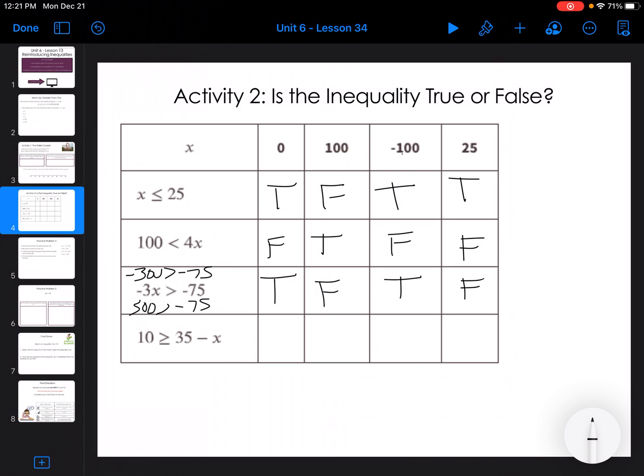All right, last one. 35 minus 0, is that less than or equal to 10? No. 35 minus 100, well, 35 plus -100 would be -65. -65 is less than 10, so that's true. Okay, 35 minus -100. So that would be 35 plus 100, because we're adding the opposite. That would be false. That's not going to be less than 10. 35 minus 25, is that going to be less than or equal to 10? That is true.